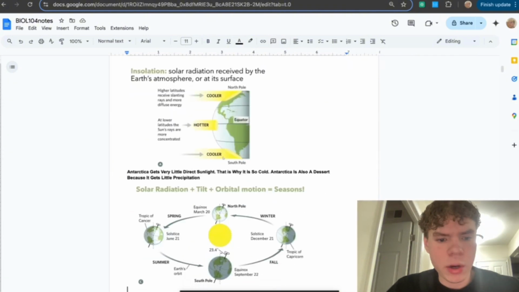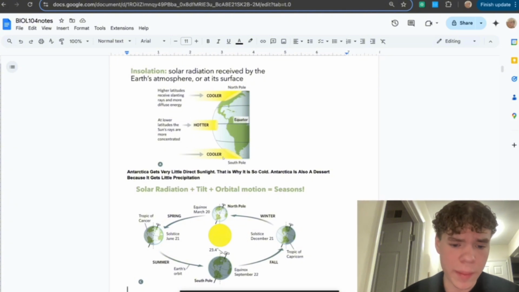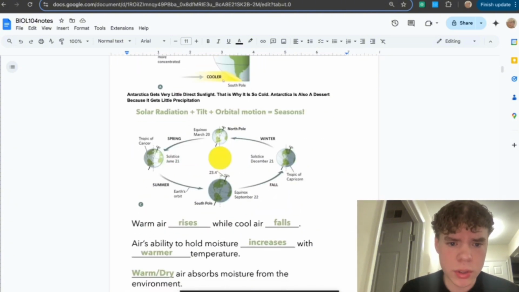What I hear, I put Antarctica gets very little direct sunlight. That is why it's so cold. Antarctica is also a desert because it gets little precipitation. Yeah, that's true. I have a map about that. That's interesting. Solar radiation plus tilt equals our seasons.